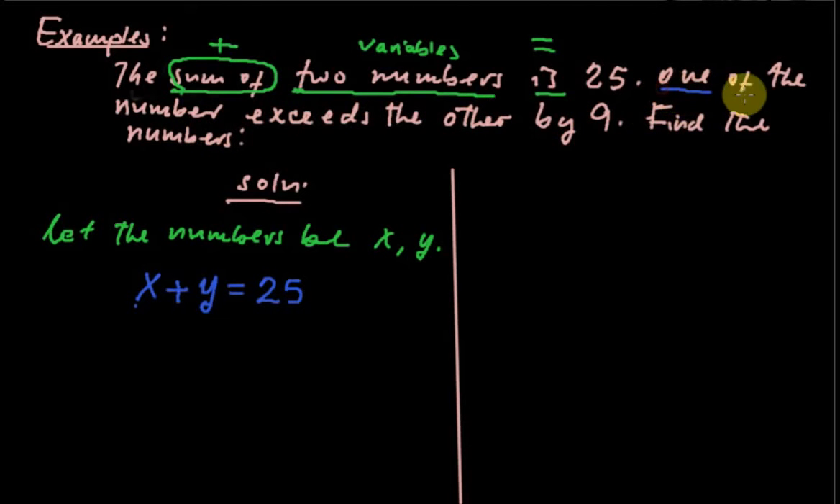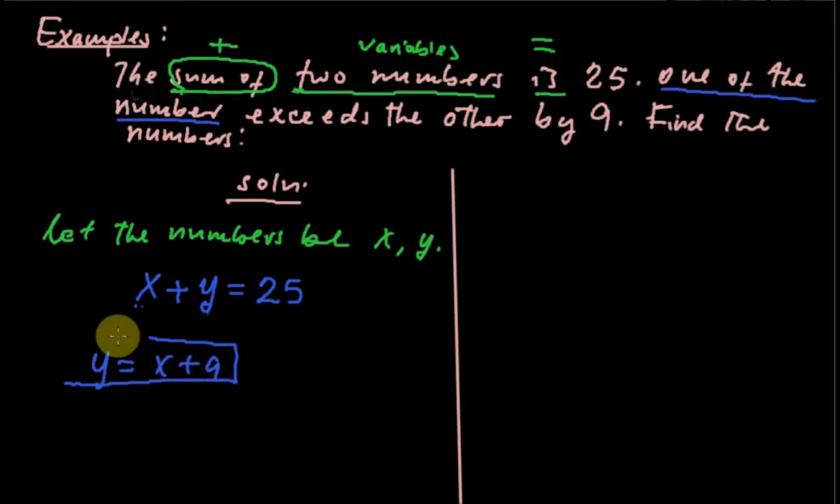One of the numbers exceeds the other by 9. So if this is x, this one exceeds the other by 9, it means y equal to x plus 9, because it exceeds this x by 9. So the second number is expressed this way: y equal to x plus 9. This is the second number.